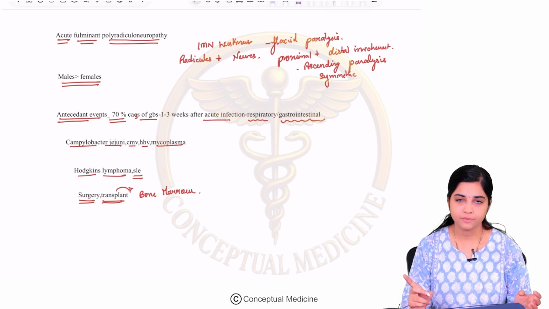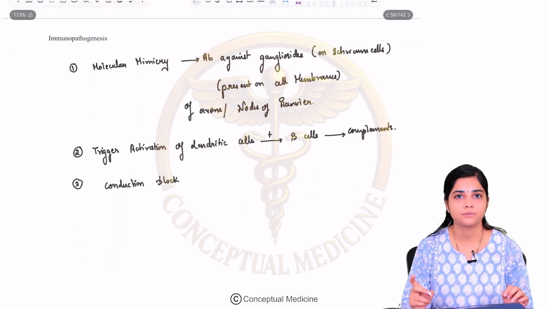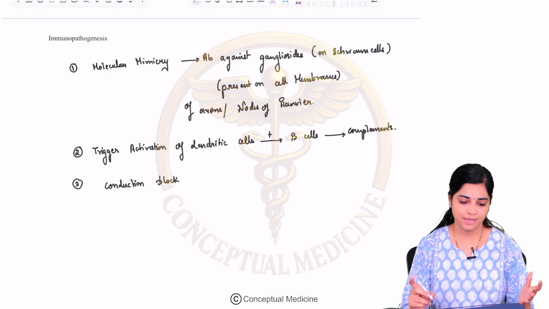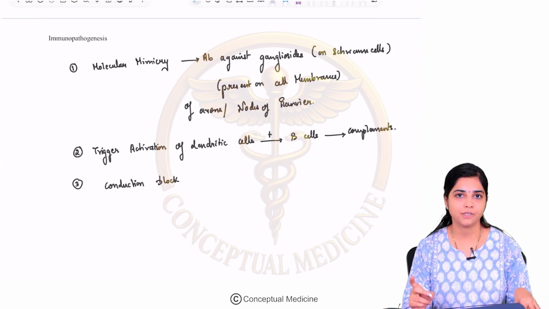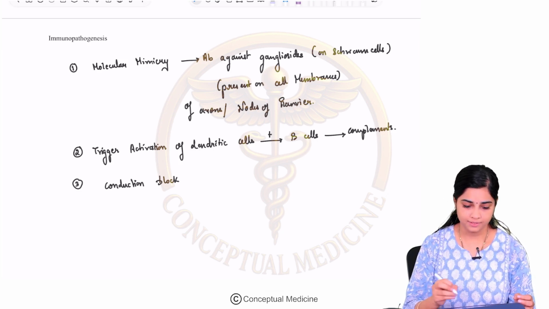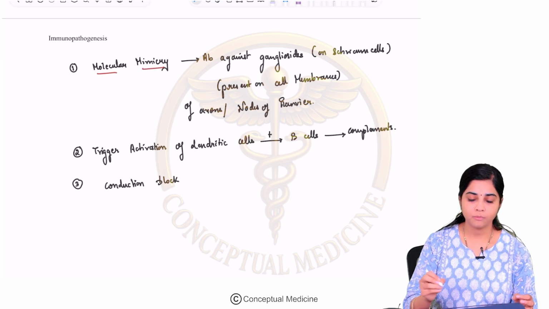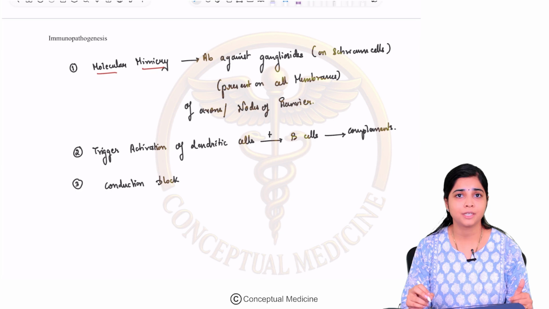Okay, fine, right. Now let us understand the immunopathogenesis of GB syndrome. So why exactly is this happening, right? So we have learned that the antecedent events can be a trigger factor for GB syndrome. Now apart from this, there is this concept of molecular mimicry. Where else had we learnt about this molecular mimicry? We have learnt it in rheumatic heart disease, right?